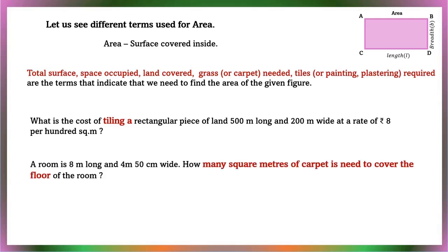Second one, the length and width of the room are given and the carpet is used to cover the entire floor. Covering the floor means finding the area of the room. So after converting all measurements into the same units, we calculate the area in square meters.